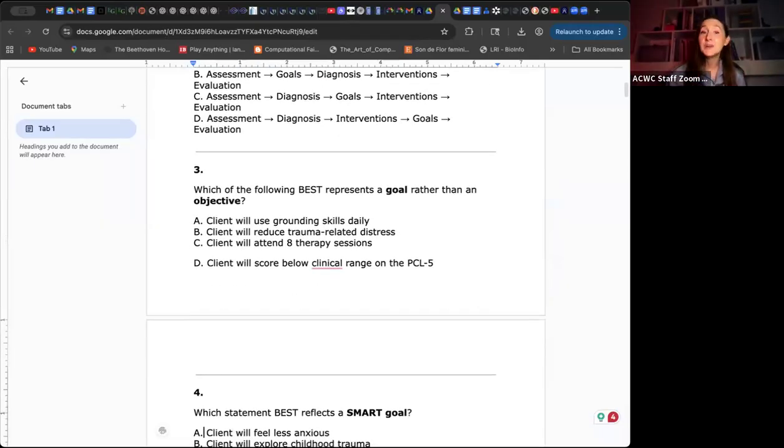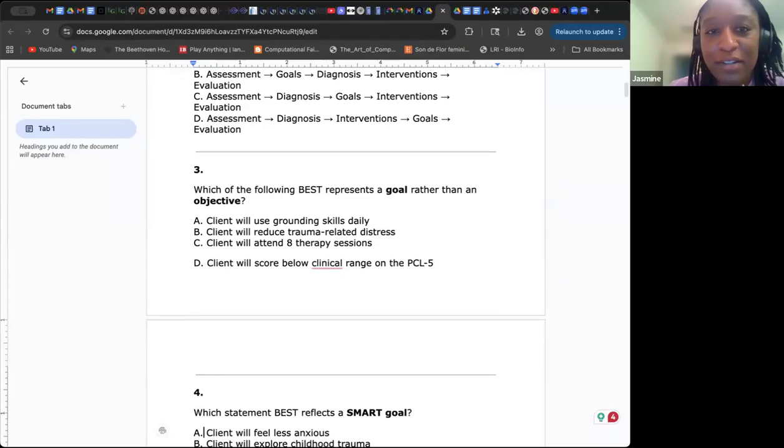All right, what about 3? Believe it or not, 3 is a good one. This one can trip up people. I can take that one. Thank you, Jasmine. Which of the following best represents a goal rather than an objective? So basically, which of the following is a goal and not an objective? A, client will use grounding skills daily. B, client will reduce trauma-related distress. C, client will attend 8 therapy sessions. Or D, client will score below clinical range on the PCL5.